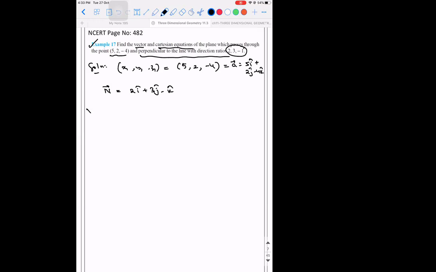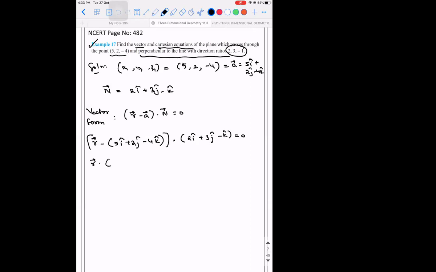Now tell me, what is the vector form, guys? r vector minus a vector dot n vector is equal to 0. I hope there is no confusion between this one and the first one. Right. So r vector minus a vector is 5i cap plus 2j cap minus 4k cap dot 2i cap plus 3j cap minus k cap is equal to 0. Okay. So if you want, you can further simplify it. r vector dot 2i cap plus 3j cap minus k cap minus the dot product between these two, that is 10 plus 6 plus 4 is equal to 0. So r vector dot 2i cap plus 3j cap minus k cap is equal to 20.